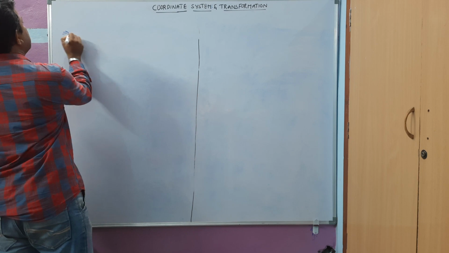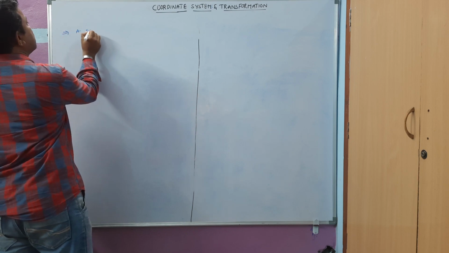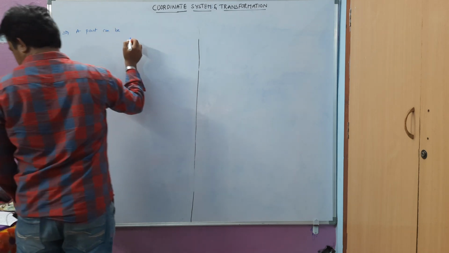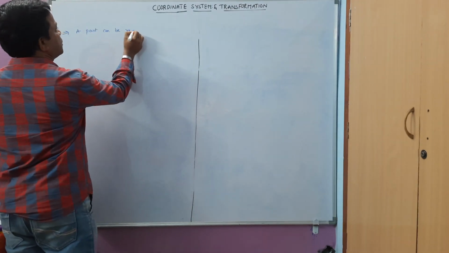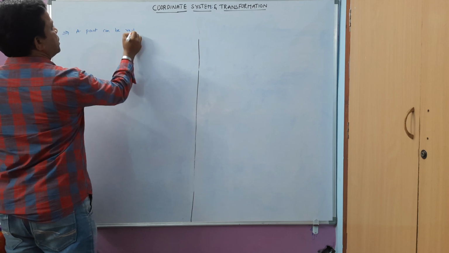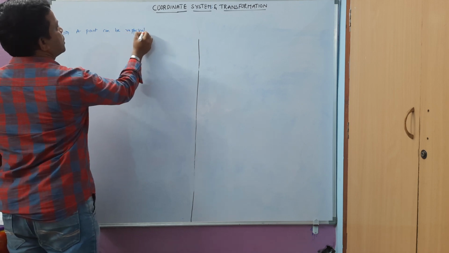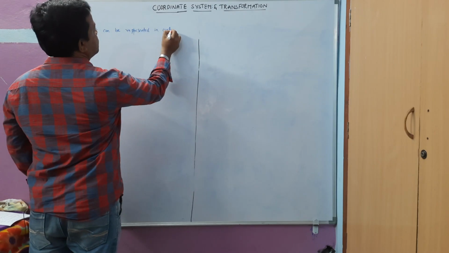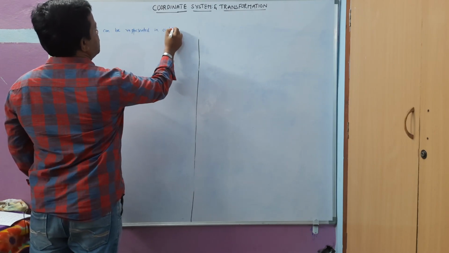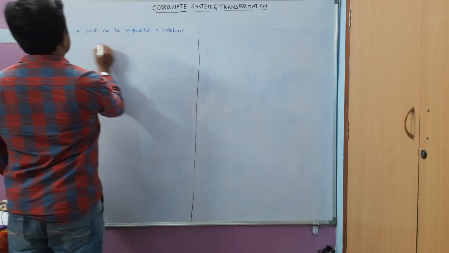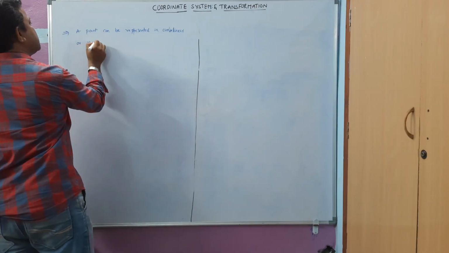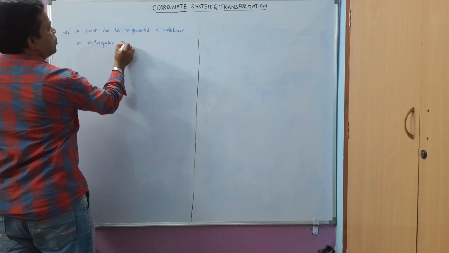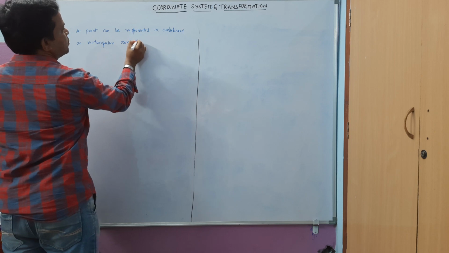A point can be represented in a coordinate system, in a curvilinear or rectangular coordinate system.